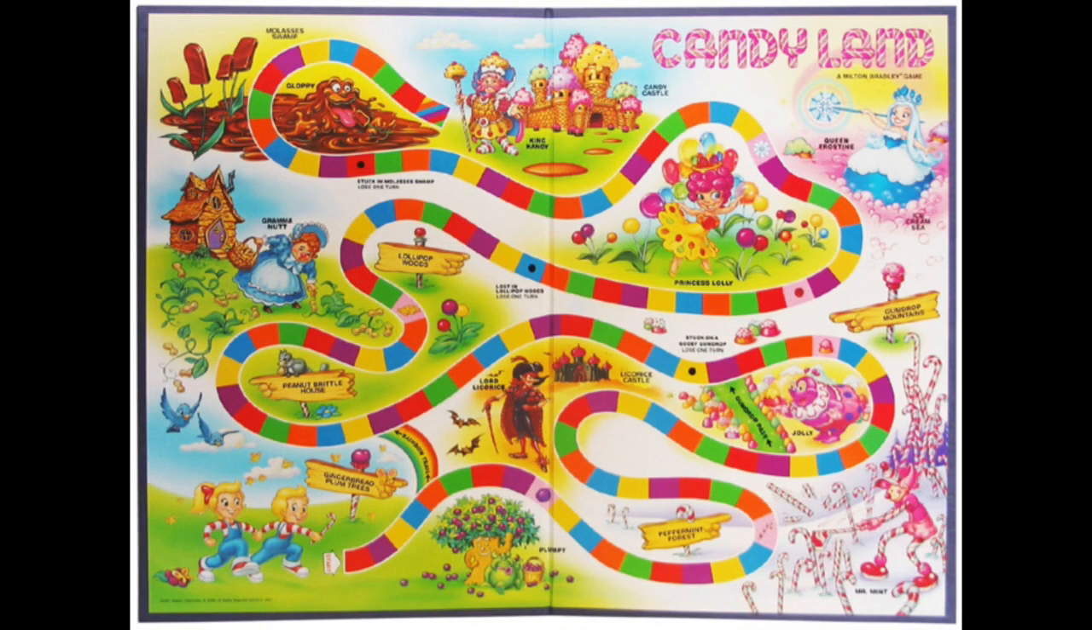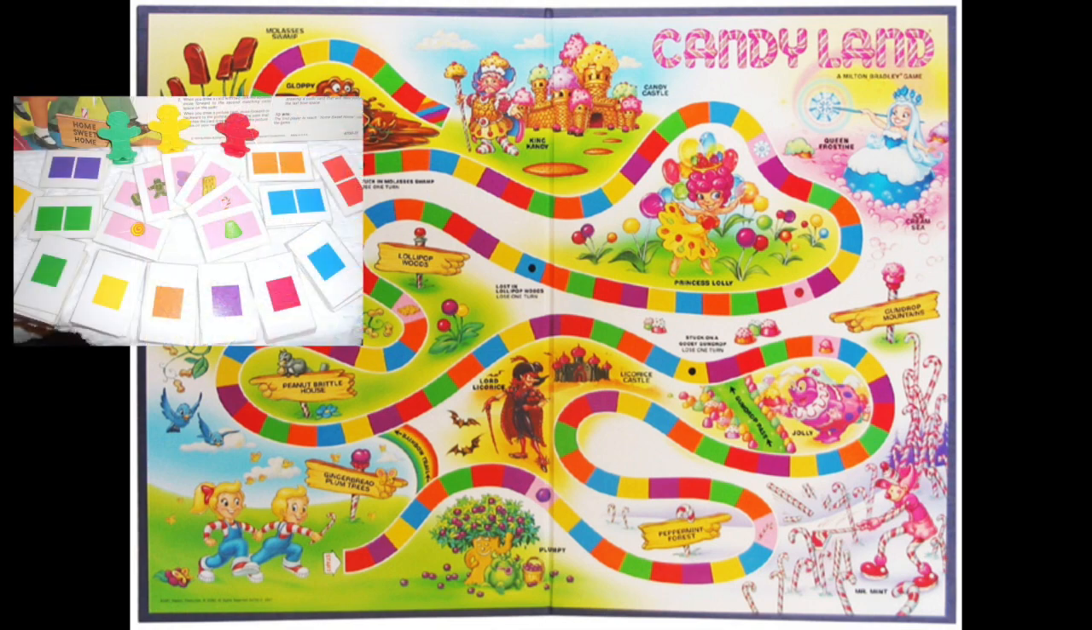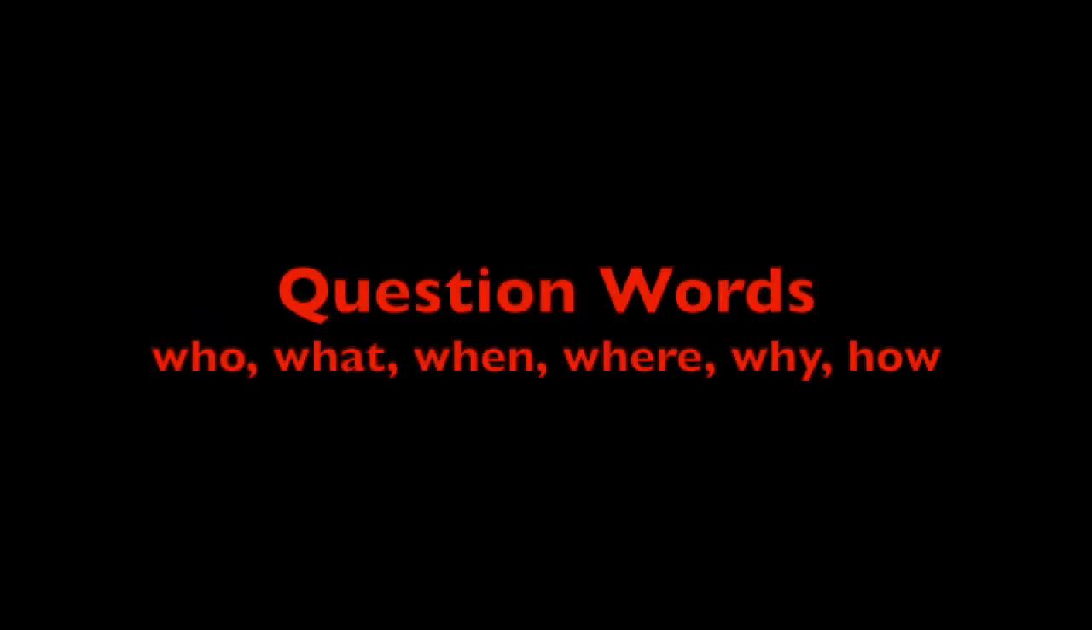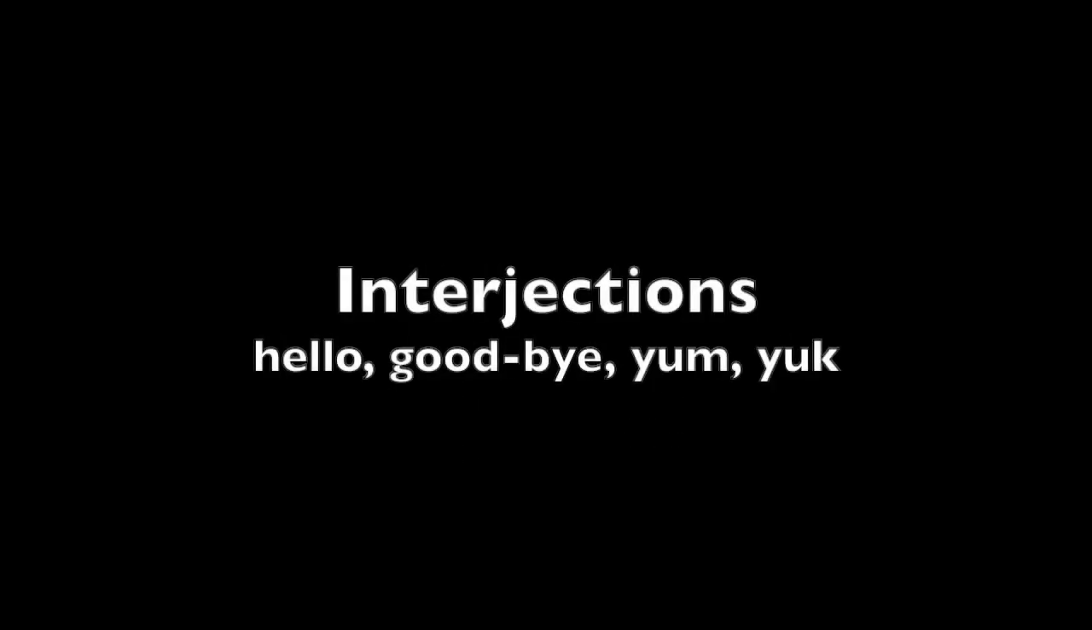What about the purple and red spaces on the Candyland game board? What do you do when you draw a purple or red card? I like to use purple for prepositions and red for question words, but you can use those colors for any other part of speech, such as adverbs, interjections, determiners, or conjunctions.